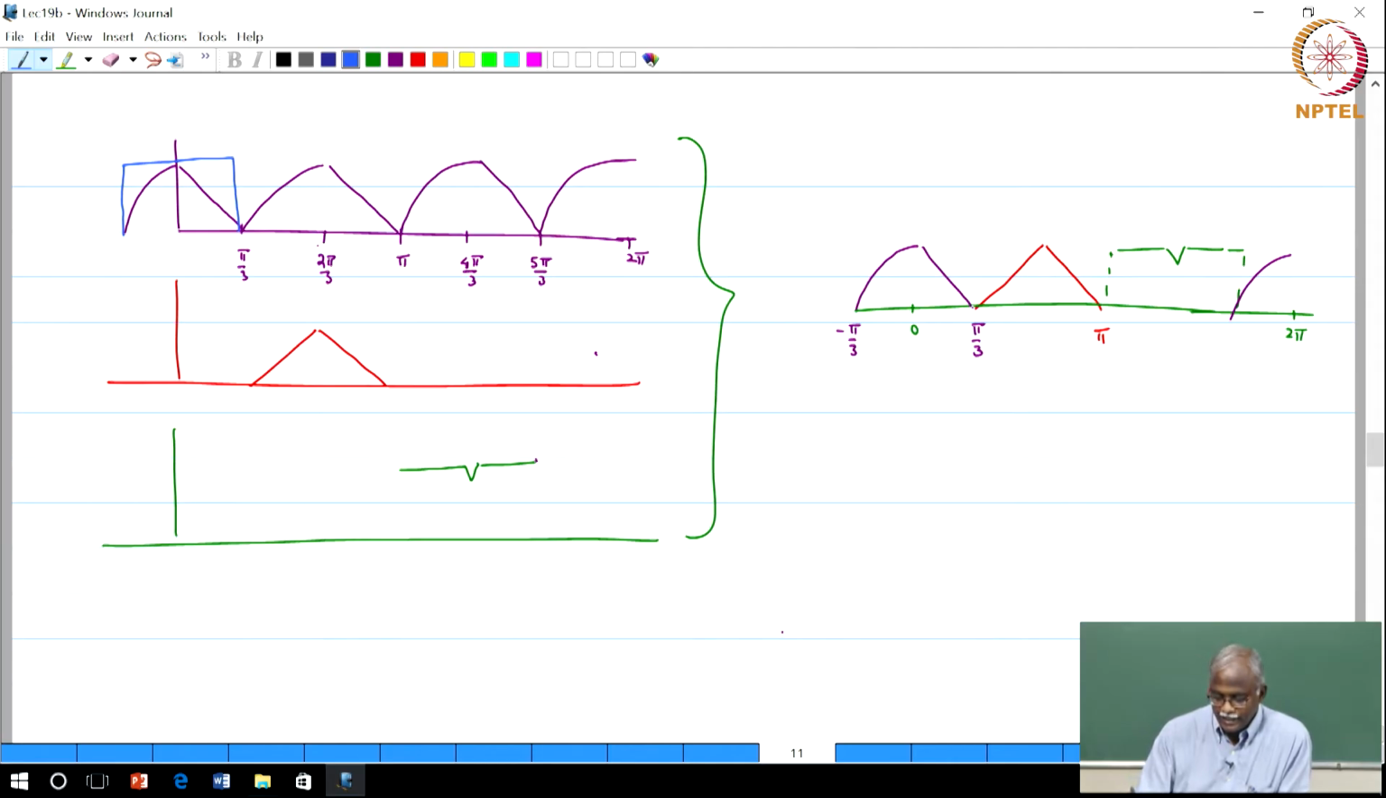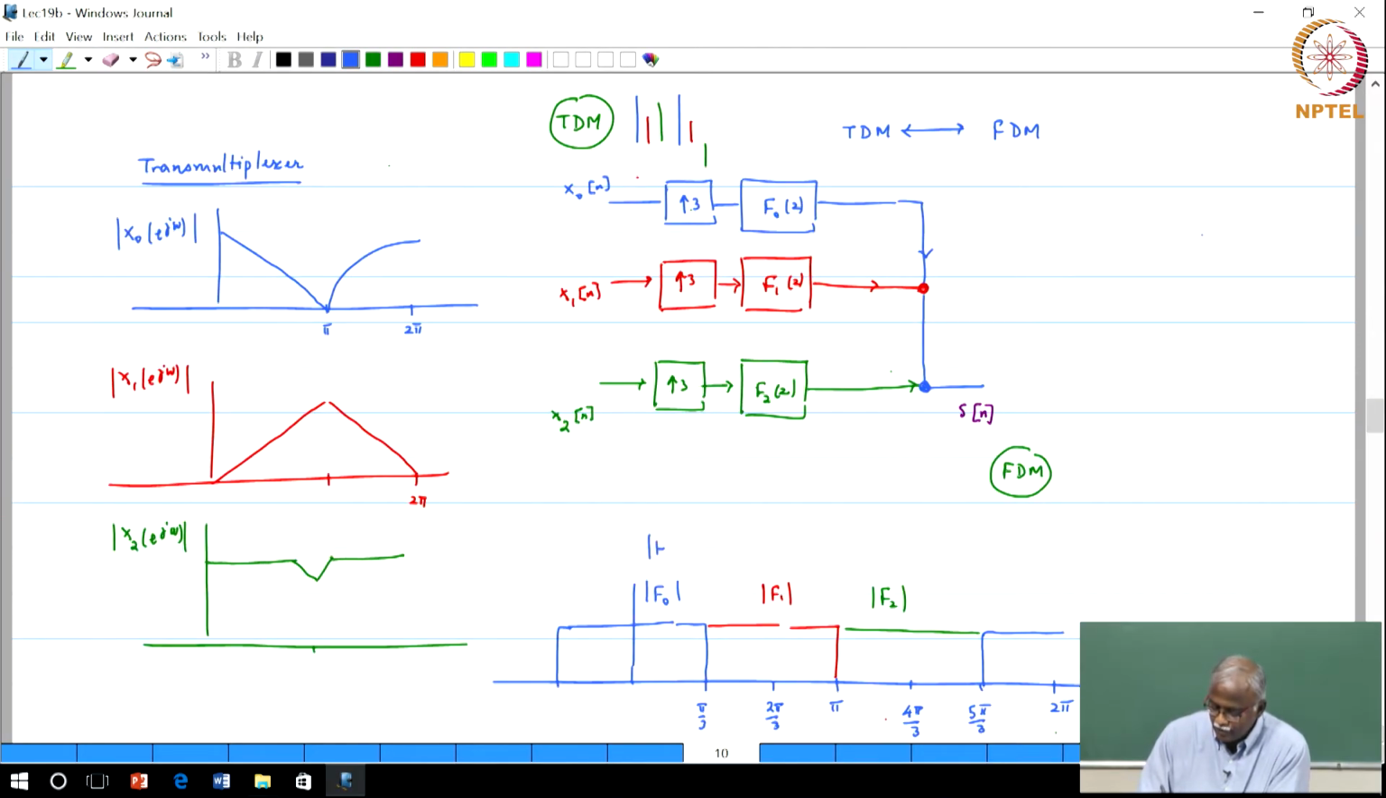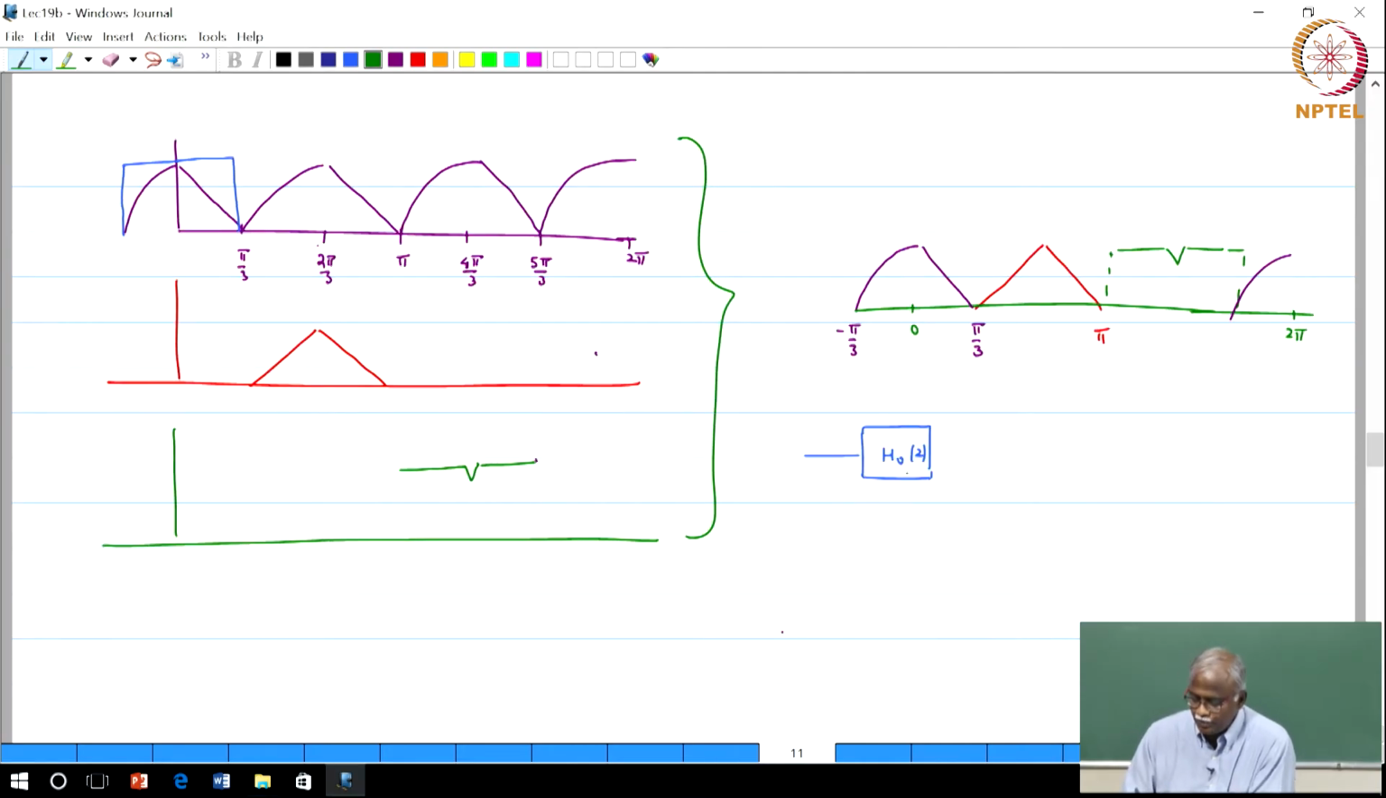The reverse operation says take this signal S of n and pass it through a filter. I will just call it H naught of Z, where H naught of Z shares the same spectrum as F naught, H1 shares the same spectrum as F1, and H2 shares the same spectrum as F2. So the structure is going to be H naught of Z, which is a low pass filter, followed by a downsampling by a factor of 3. Please verify that you will get back the original X naught of n, assuming the filters are perfect.